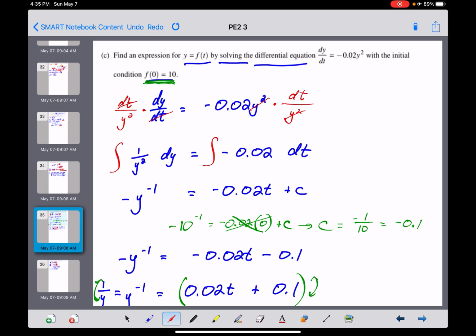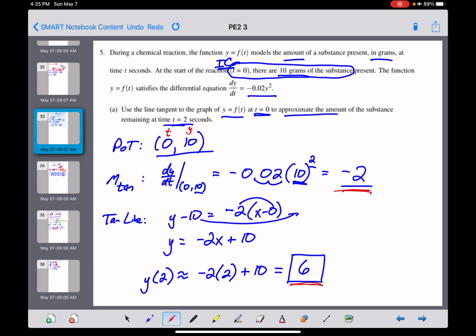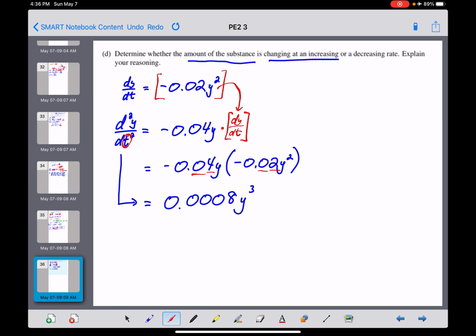Remember, everybody, that y is the amount of a substance that exists during a reaction. A physical thing like an amount of a substance can't ever be negative. So since y is always going to be positive, y cubed will always be positive, and multiplying that by a positive coefficient means that our second derivative is going to be greater than or equal to 0 for all y greater than or equal to 0 as well. It's impossible in the context of this problem to have a negative value for y.